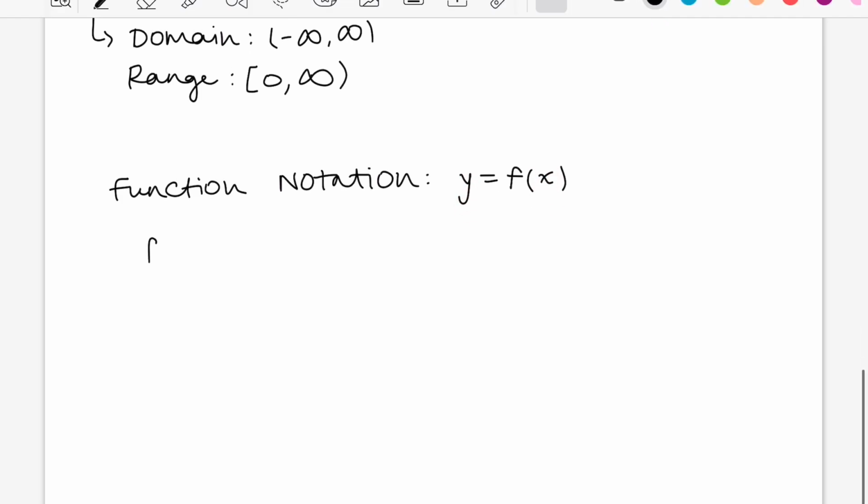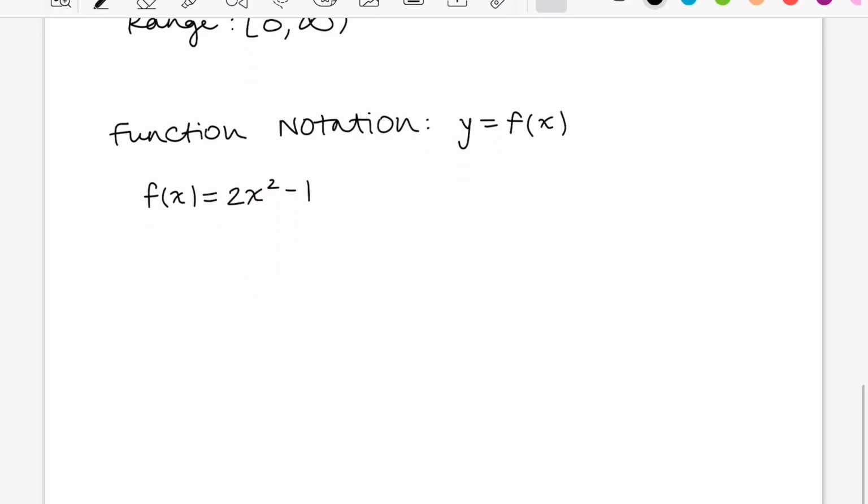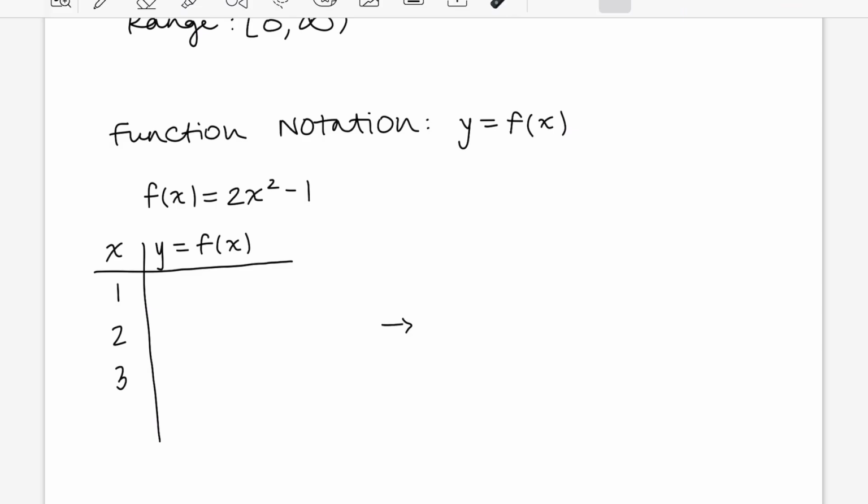So for example, if we had this function of x, all of the outputs, or all of our y values, aka all of our f of x values, are going to be dependent on what we put in for this x value. So if I were to make a table, just to emphasize y is equal to f of x, and I wanted to see what output values we get for 1, 2, and 3, what we can do is just plug in these values into our x value here.